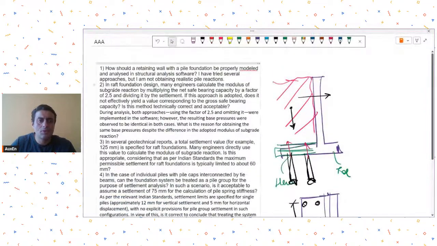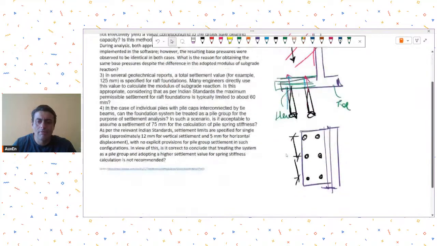So I'll just quickly show you what the question was: how should a retaining wall with pile foundation be properly modeled and analyzed? I was telling you that one of the possible configurations can be this, where you have this retaining wall and a fill over here. Now due to large overturning, let's say you are not able to take care of the uplift, then you can add piles over here. These piles will help you to take the uplift by developing tension.